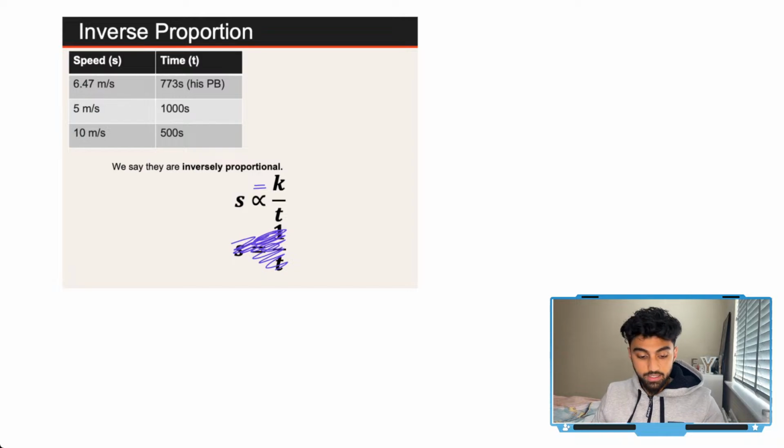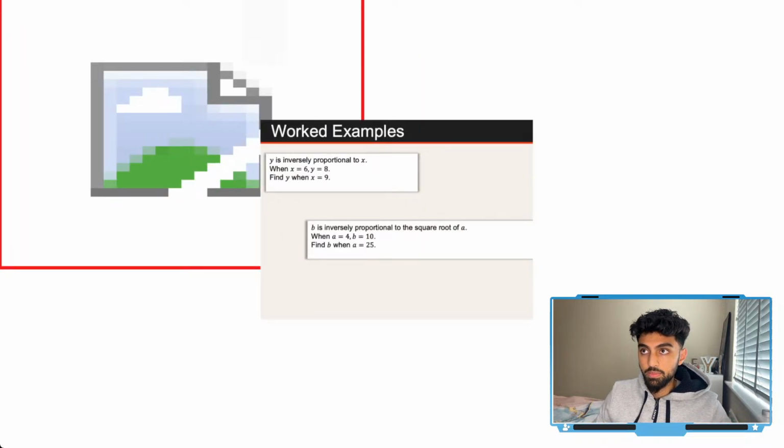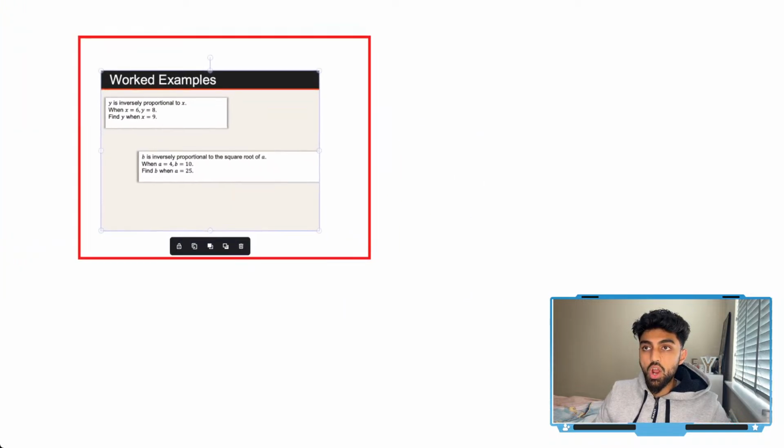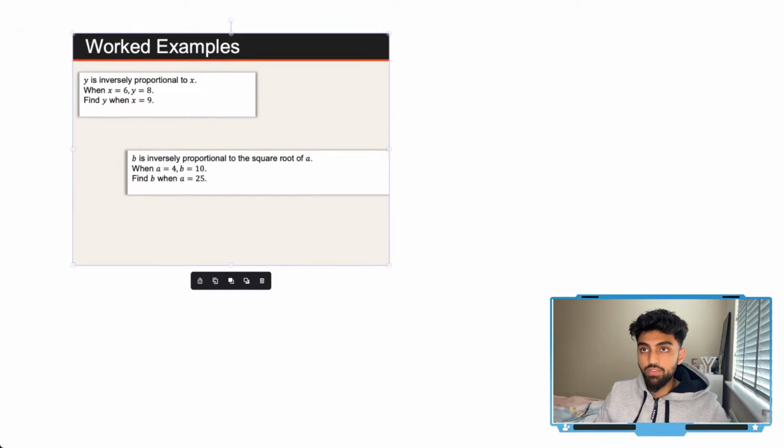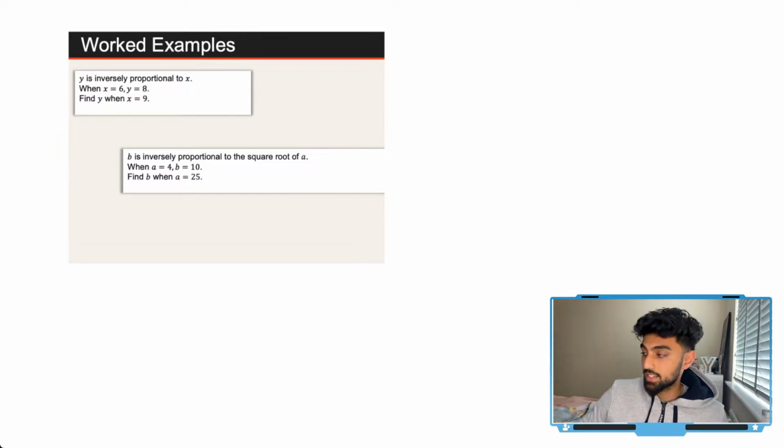Let's have a go at some worked examples in which we have some inverse proportional questions. I believe one of them is an exam question, so we have some time with that as well. Let me zoom out a little bit. Have a look at this. We have y is inversely proportional to x, and when x is equal to 6, y is equal to 8. Find y when x is equal to 9.